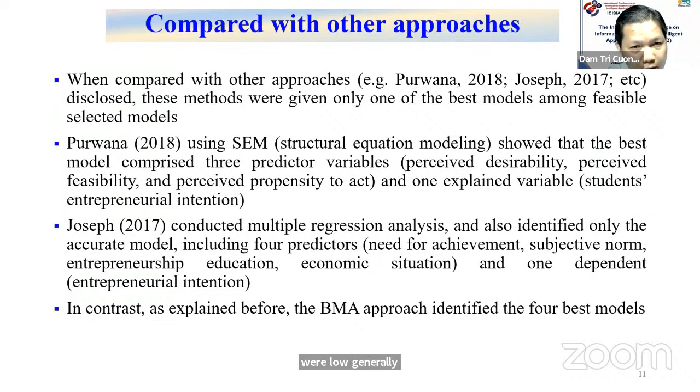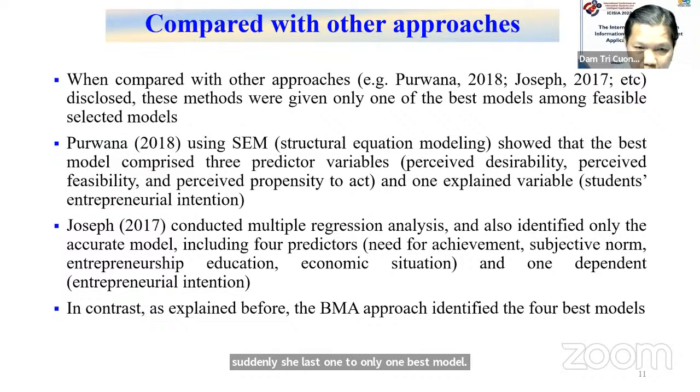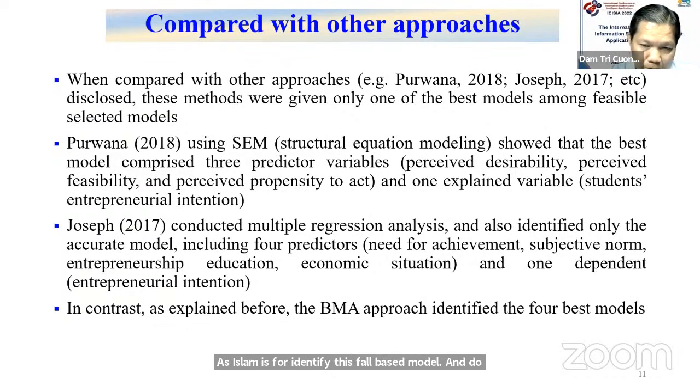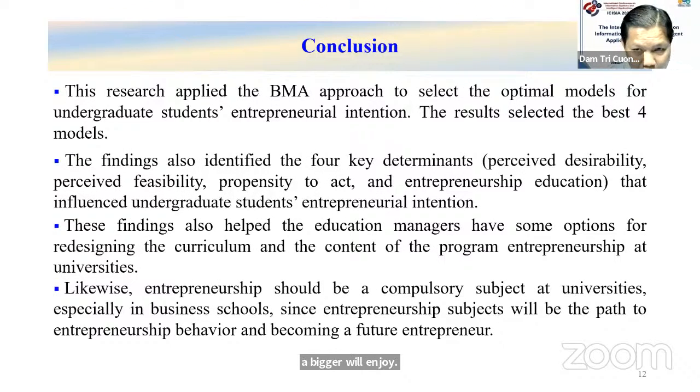Compare with other approaches, for example, Pavan and Joseph. Pavan used SEM and Joseph used multiple regression analysis. But these approaches generally select only one best model among feasible statistical models. But in this study, we use the BMA approach, which identifies the 4 best models, and this is consistent with reality, because in real life you don't have only one choice, you can have equivalent choices.